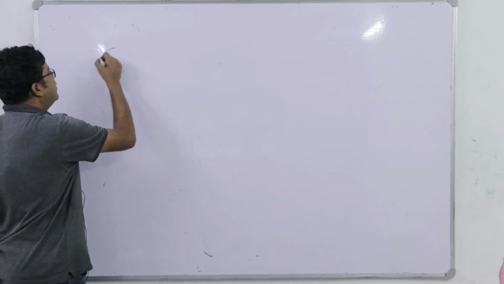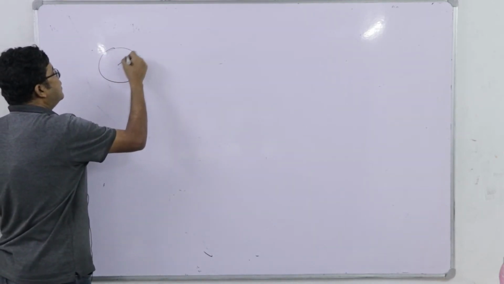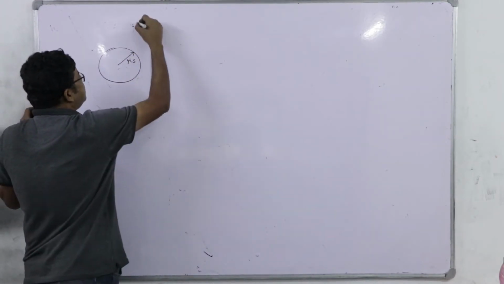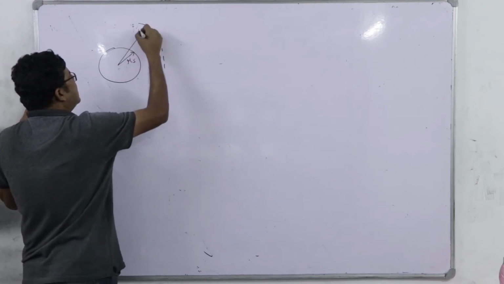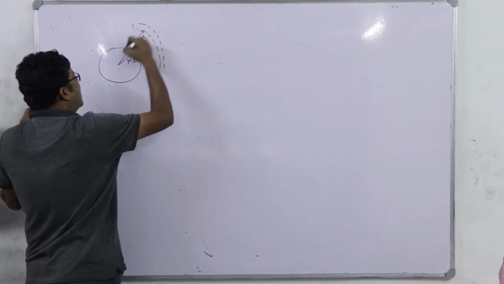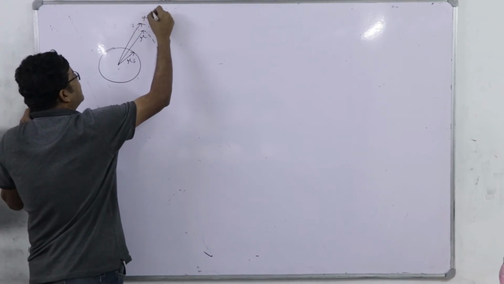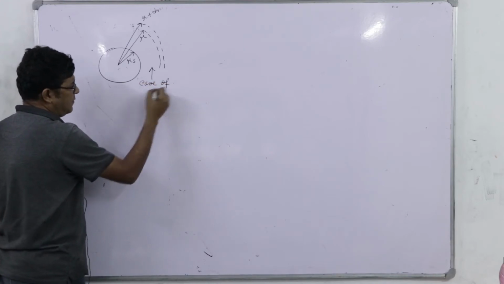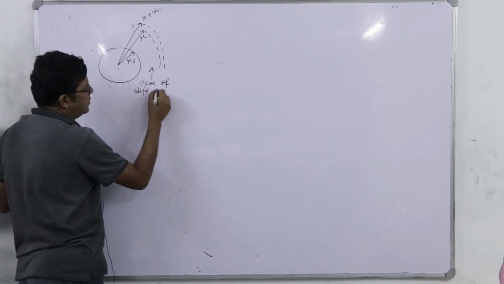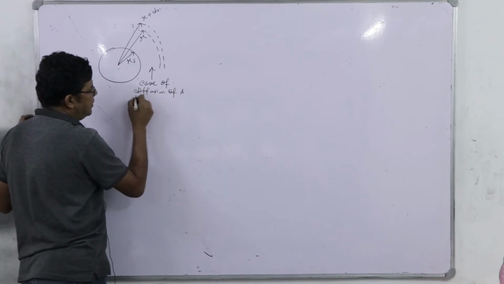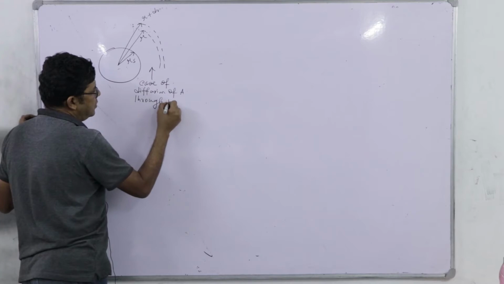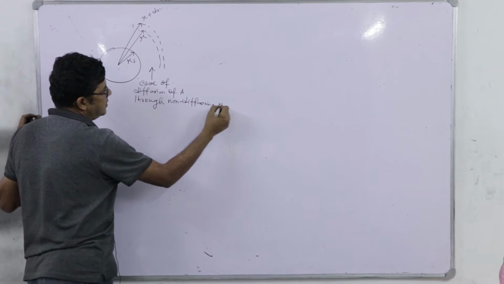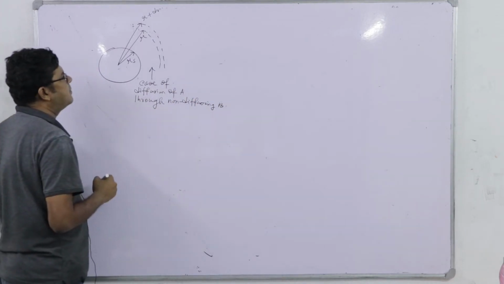So, here what will happen? If I have a naphthalene ball of radius Rs, and if I think of a shell between r and r plus dr, first we have to understand, it is a case of diffusion of A through non-diffusing B. B is the surrounding gas, A is naphthalene.